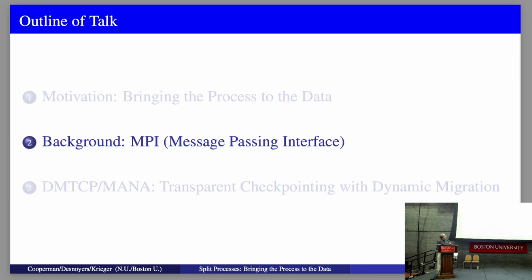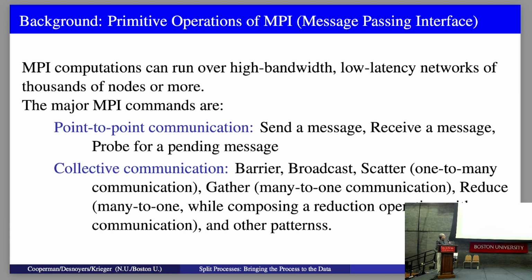So let's talk first a little about the background. Here first, just a very brief introduction to MPI. MPI is the de facto language behind parallel computing on large clusters. MPI more or less falls into two families of calls. Point-to-point, the classic send a message, receive a message, probe, is there a message waiting for me? And collective communication, classic barrier, broadcast, many-to-one communication, one-to-many, and so on.